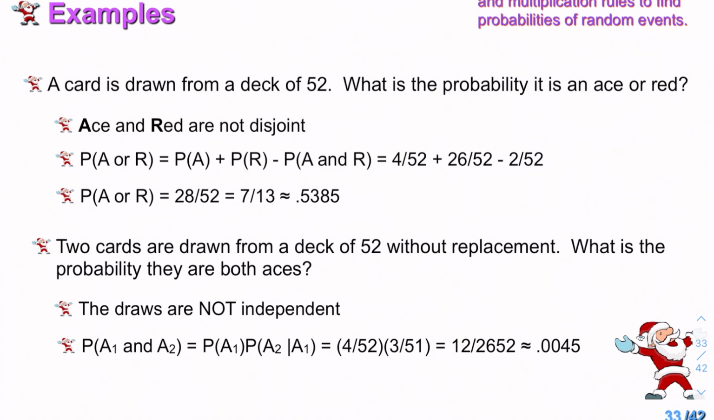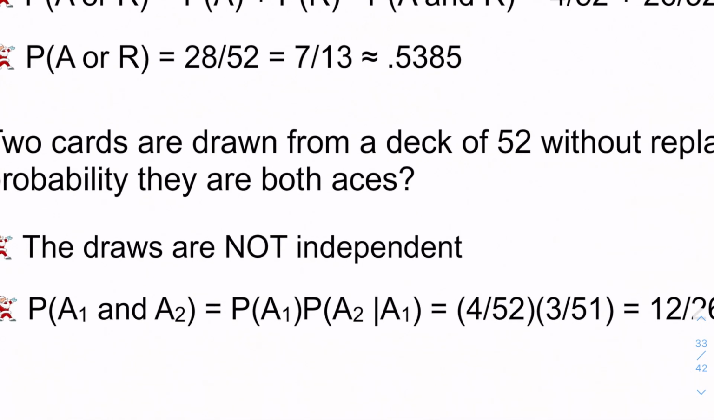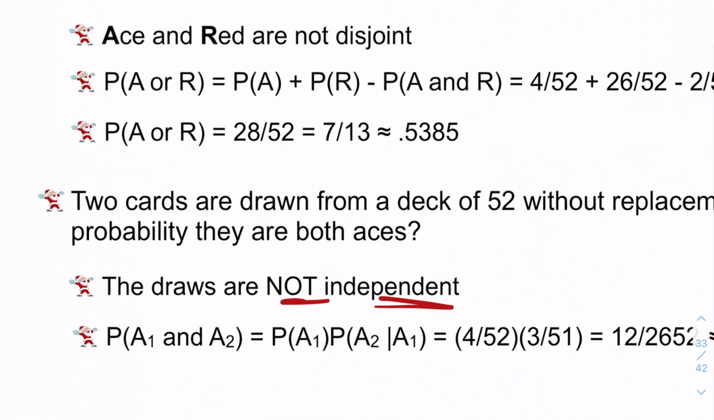Interesting. The 2 cards are drawn from a deck of cards without replacement. That means they can't be independent. What is the probability that both are aces? So realistically, the draws are not independent, which means they're conditioned on each other. So we first have to say the probability of getting an ace and an ace is the probability of getting an ace the first time times the probability you get an ace the second time, given you already have an ace the first time.